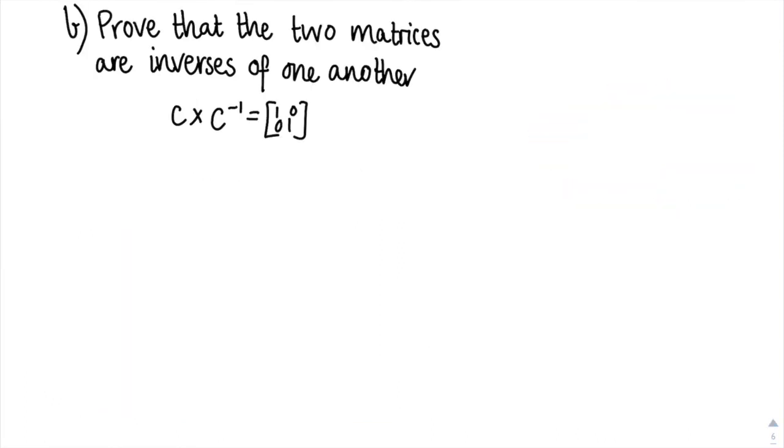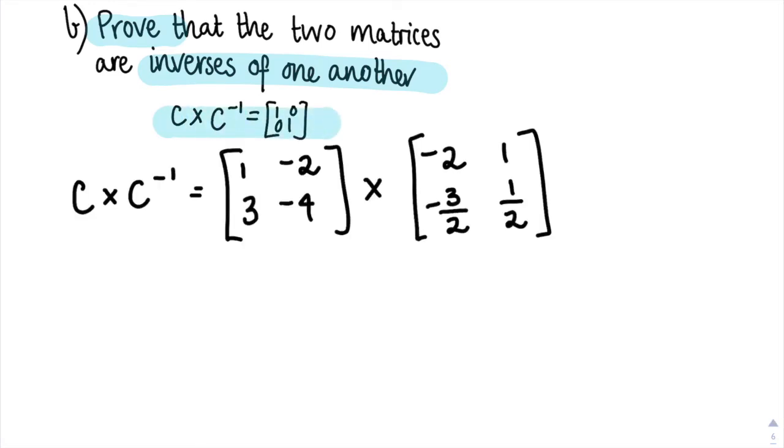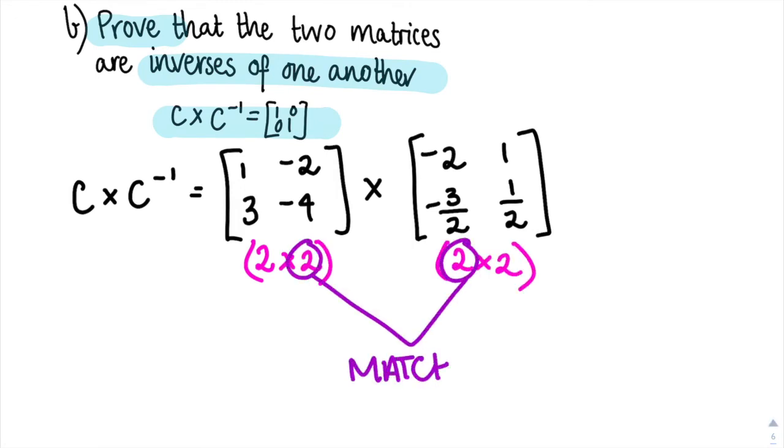Now on to part B. We need to prove that these two matrices are actually inverses of one another. The way to do that is to multiply them both together and make sure we end up with an identity matrix. Here we have matrix C and the inverse of matrix C. Let's go ahead and multiply these. If you need some extra support with multiplying matrices, you can check out my video on that topic. The first matrix is a 2 by 2, as is the second matrix. As these two middle numbers are the same, we know we can go ahead and multiply. We'll also end up with another 2 by 2 matrix.